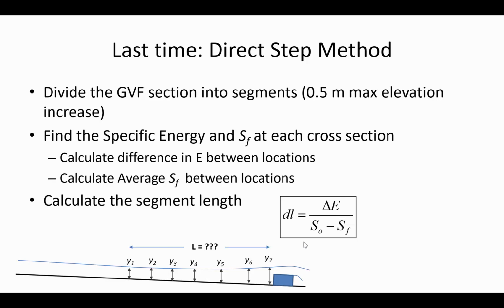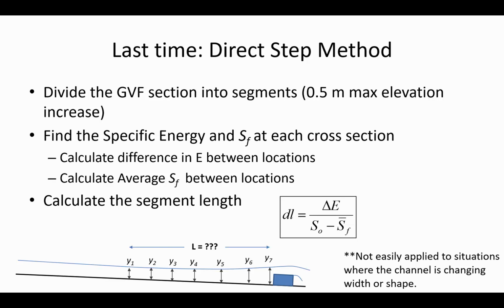Anyhow, this method has some limitations. Most notably, this method is limited to sections that have the same geometric shape. So it's not readily applicable to natural channels, where you may have it really wide in one section and relatively less wide in another, or it could be transitioning from a rectangular profile to trapezoidal. And so this direct step method doesn't quite work for any case where the prismatic channel is changing geometry. So we need a different approach for that.